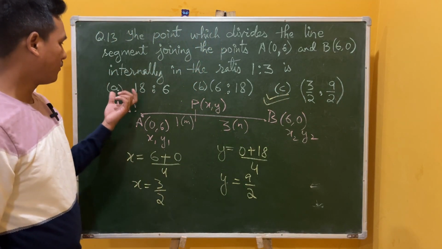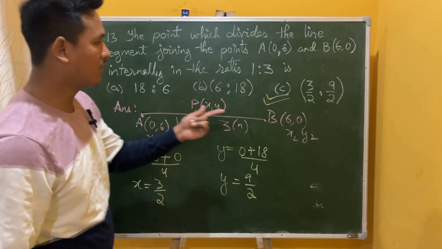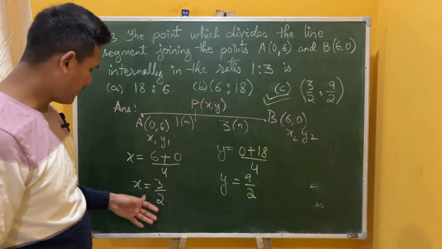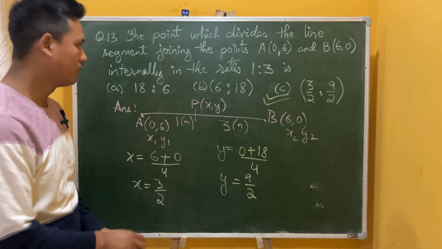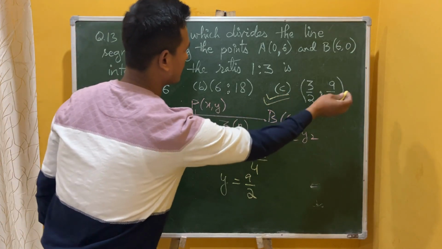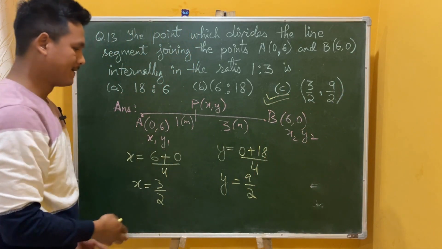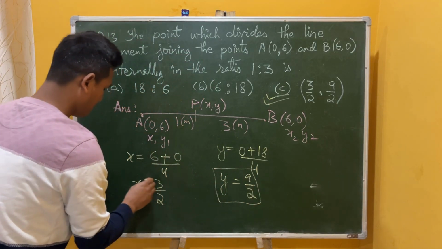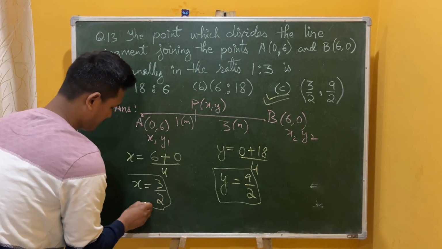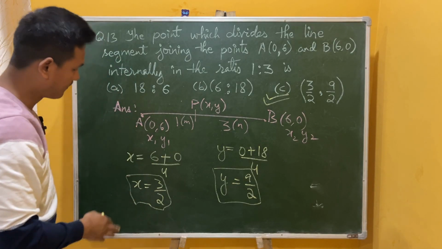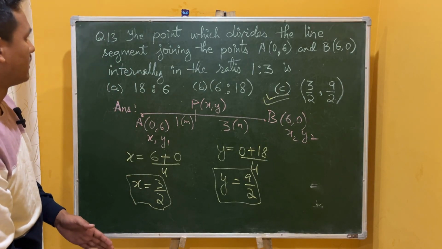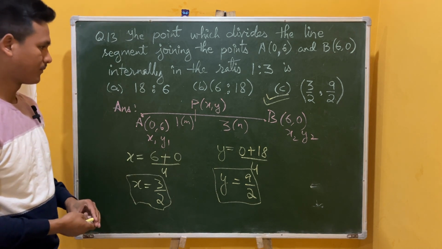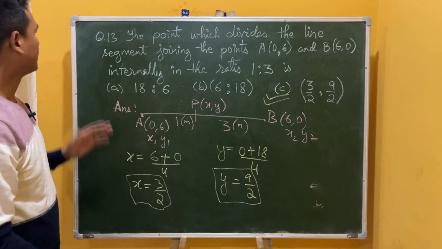If we had 4 options and the fourth one was, let's say, none of these, just by getting x equals 3 by 2, we could easily say this is the answer. You don't have to find y also. But I showed it here as a recall of the formula that's used in this chapter, section formula. Okay, let's go to the other question.